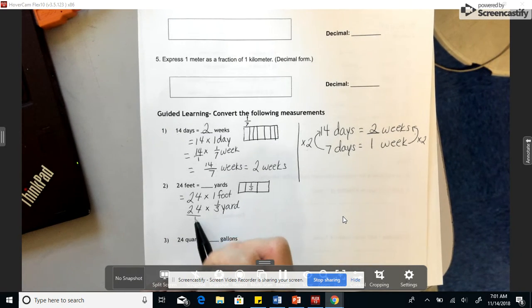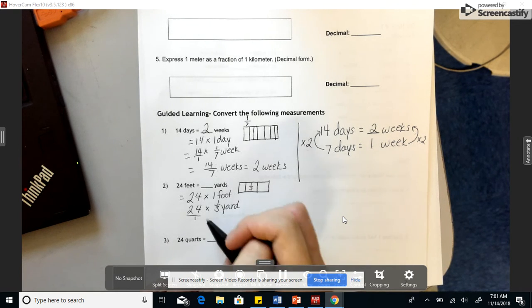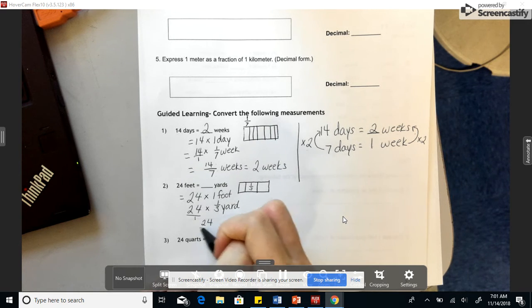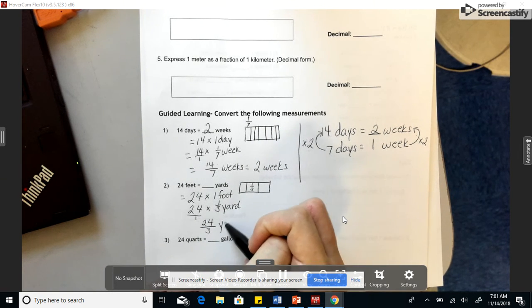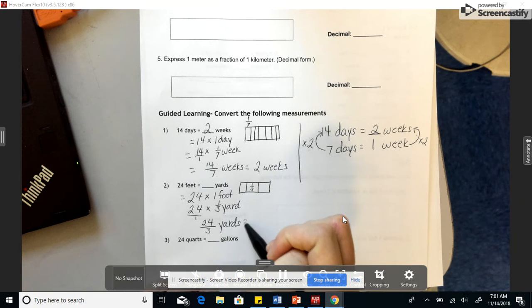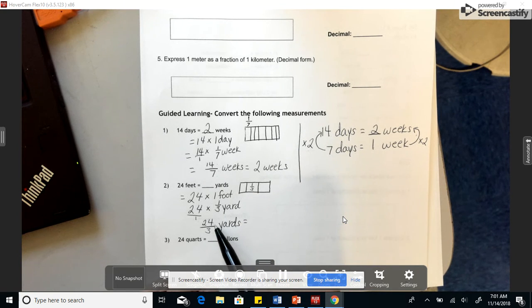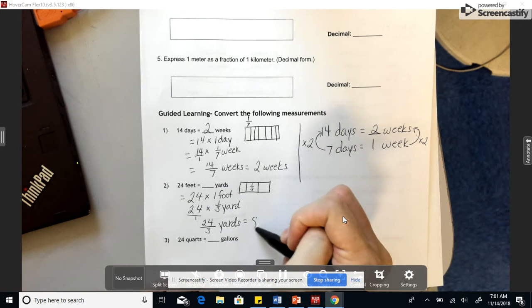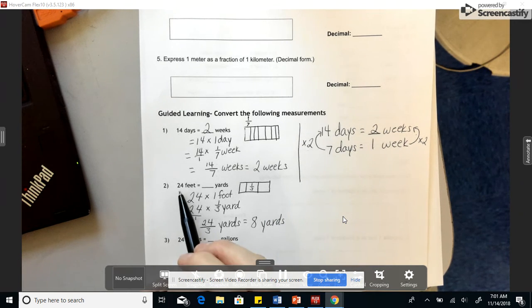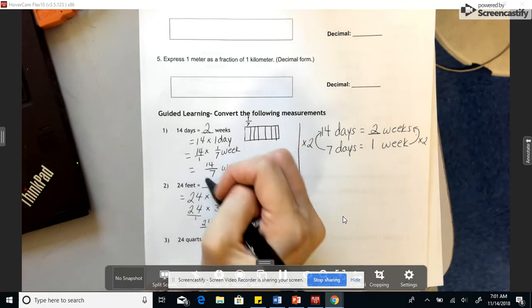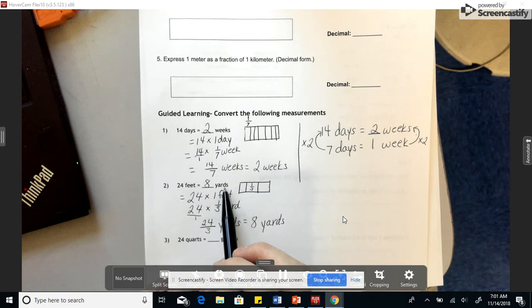When I do this, I have 24 over 1 times 1 over 3. 24 times 1 is 24. 1 times 3 is 3. And when I divide 24 divided by 3, my answer is going to be 8 yards. So I know that 24 feet is equal to 8 yards.